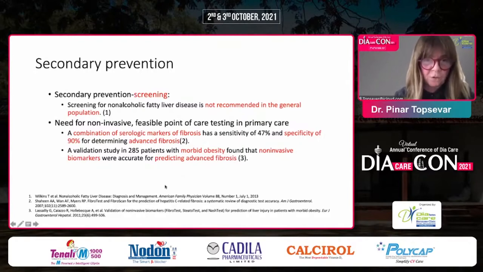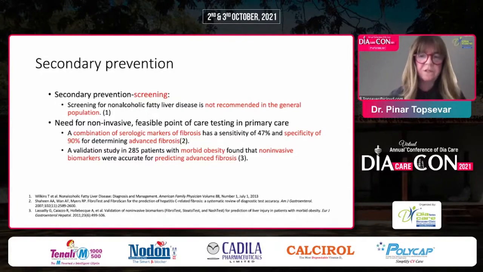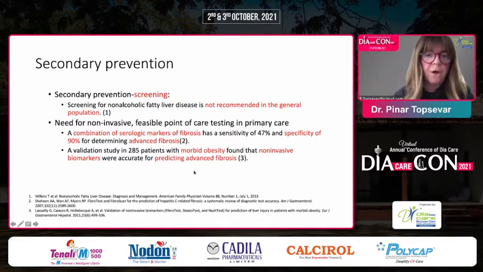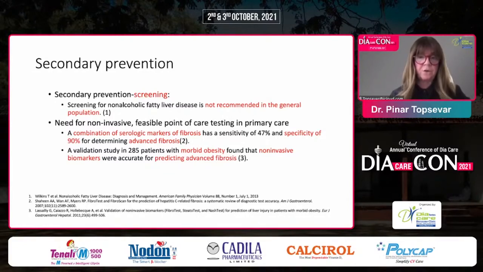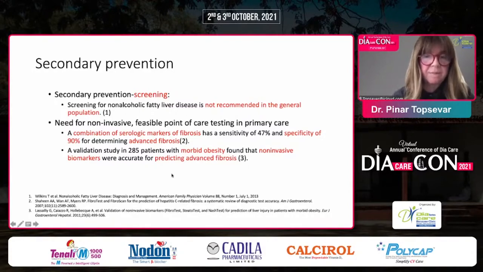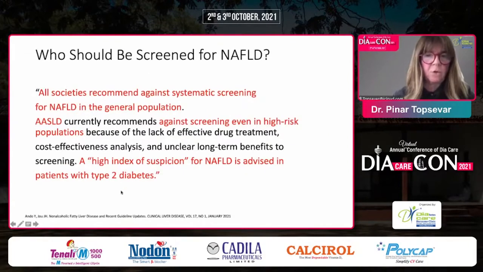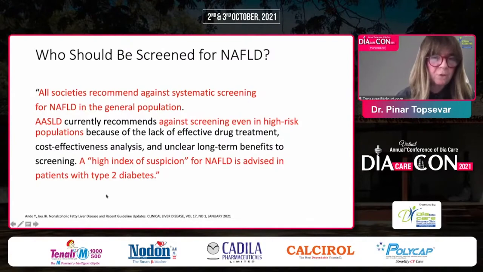Screening of the general population is not recommended. And primary care actually works with excluding conditions, and prefers non-invasive point of care testing. Except for screening our patients according to their individual risks, there are composite risk scores for advanced fibrosis, which have been validated against gold standards of diagnosis for conditions like NAFLD and NASH. And all societies for the time being recommend against systematic screening of the general population for non-alcoholic fatty liver disease.